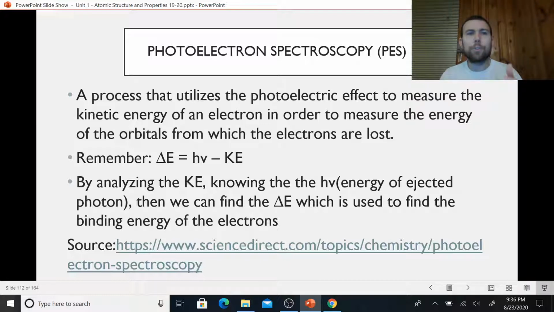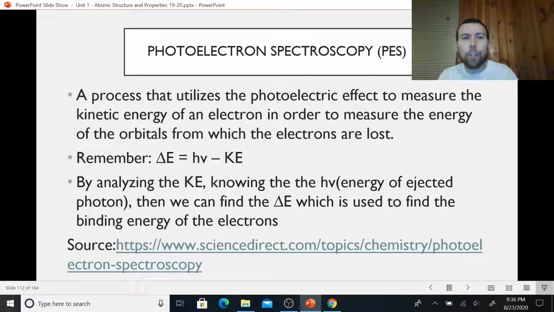Now, we also talked about how we could increase the energy at which they're being kicked off by using light that has a higher energy content, right? So using UV light, X-rays, or even gamma rays would cause the increase in kinetic energy.